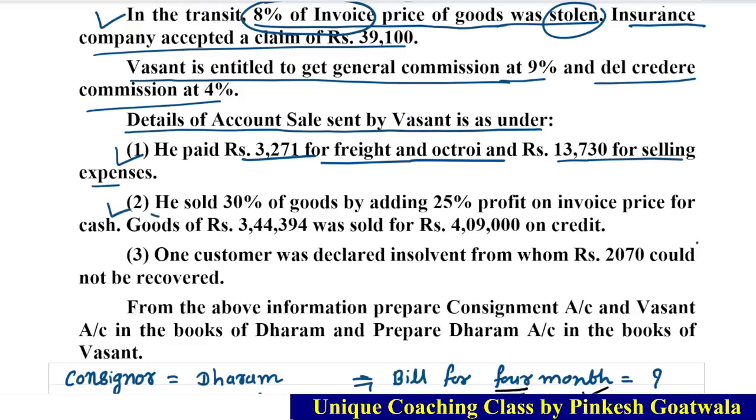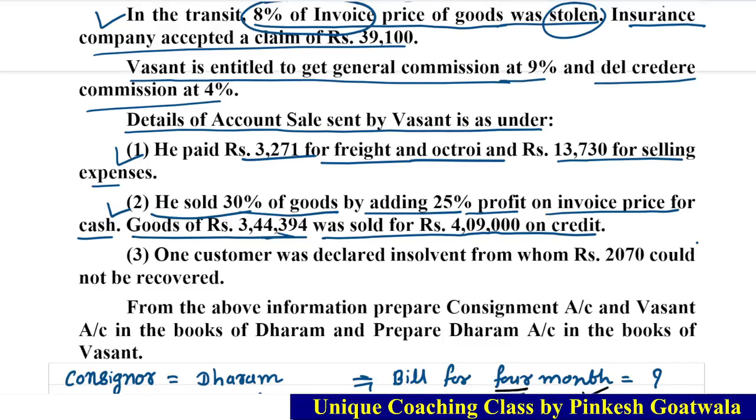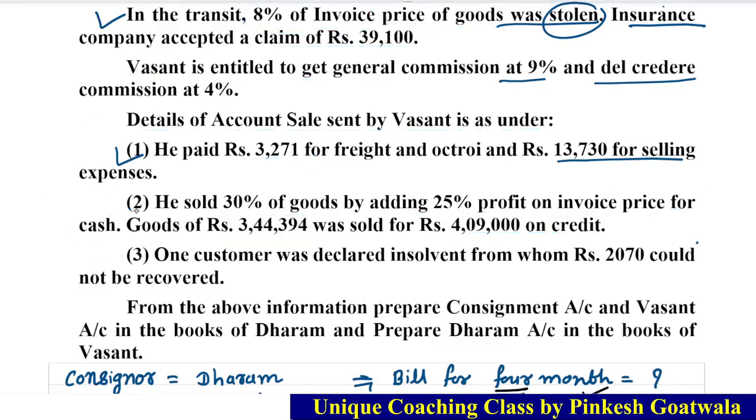Next, he sold 30% of goods by adding 25% profit on invoice price for cash. So it's about the cash sale. And goods of 3,44,394 were sold for 4,09,000 on credit. So the information is about the cash sale and credit sale. Two types of sale were done by him, cash and credit.